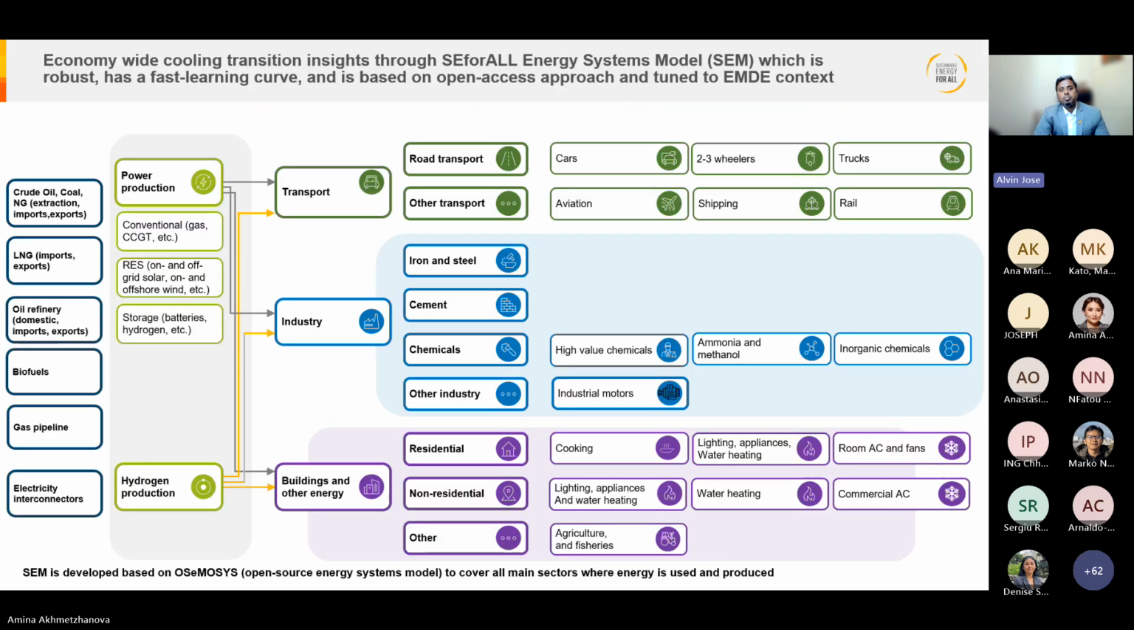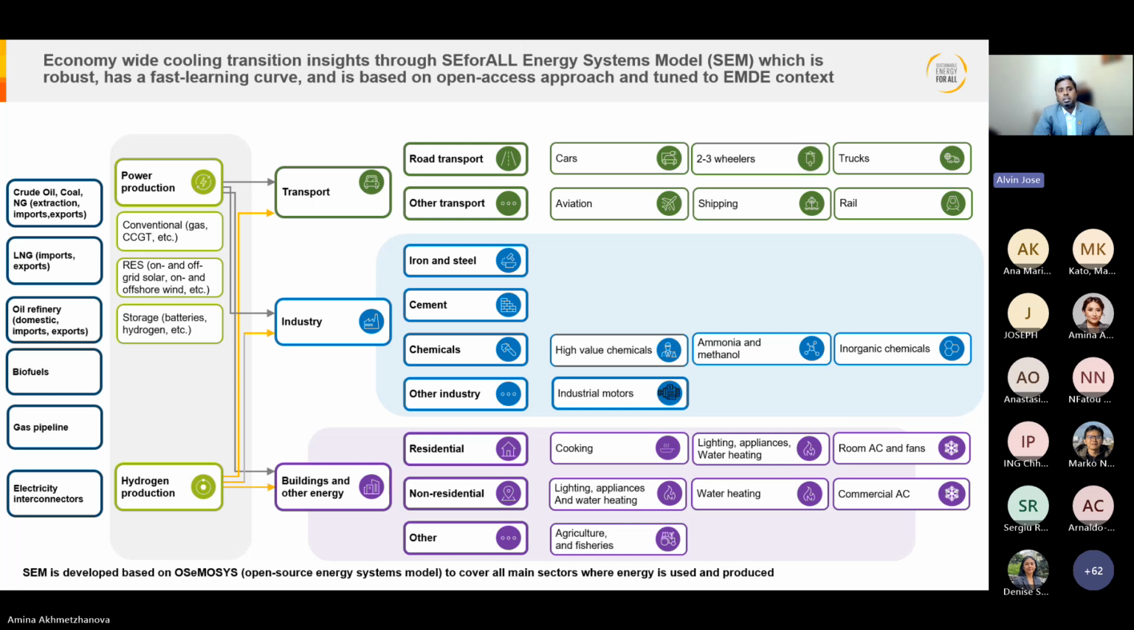Next slide, please. As I mentioned, I'm going to talk about some of these key aspects of the power system, with a bit of an example of a country case study that we did. But just to say that we have developed something called the SE4All Energy Systems Model. It is an open access approach model tuned to EMDE contexts.